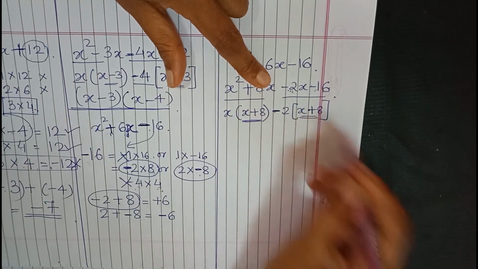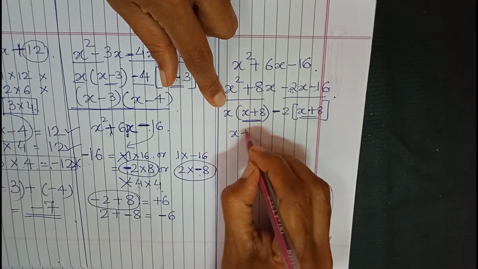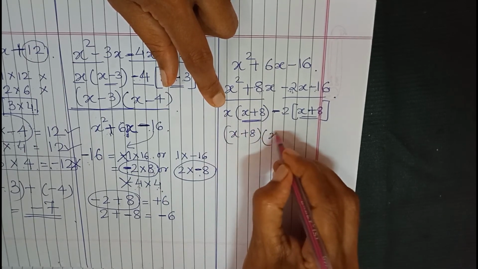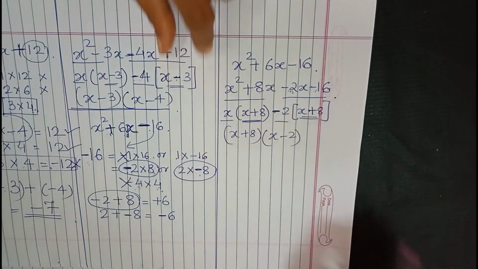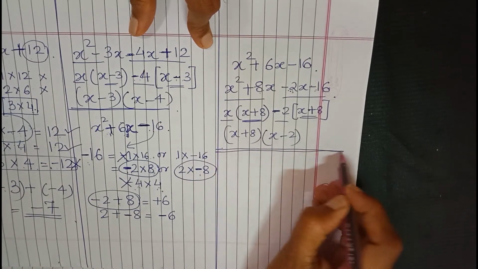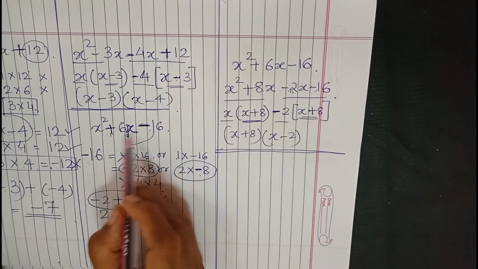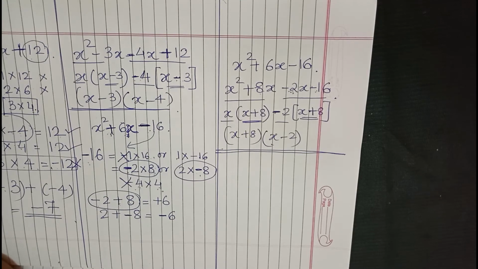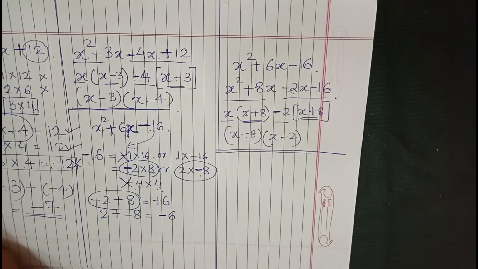So again I am getting two brackets the same. So I get my first bracket x plus 8 and the second bracket which is outside, that is x minus 2. So we got our factors when there are different signs, that is plus and minus. So you have to be very careful about the signs that you take. Let's take one more example of this type.